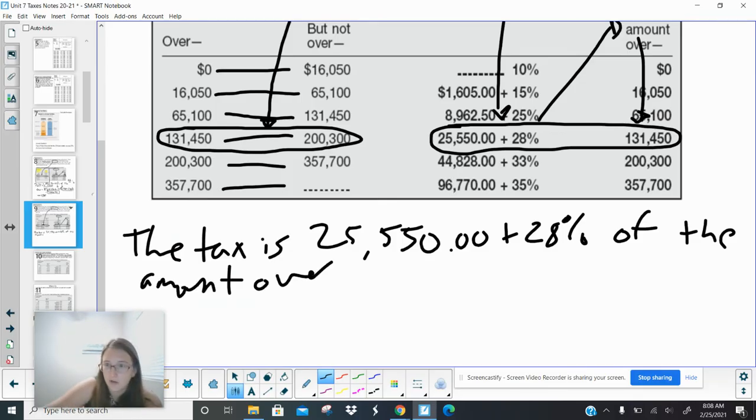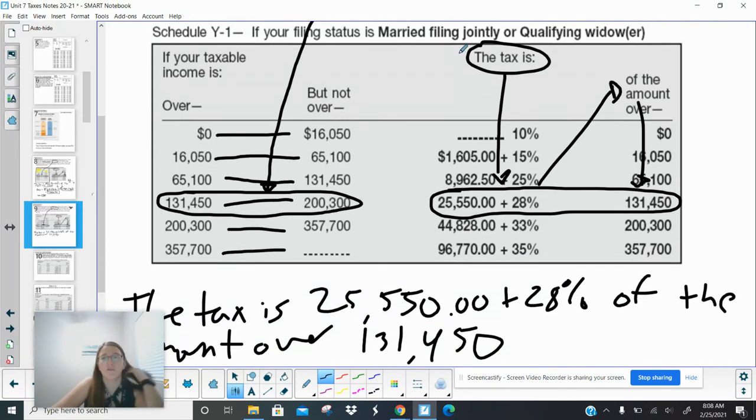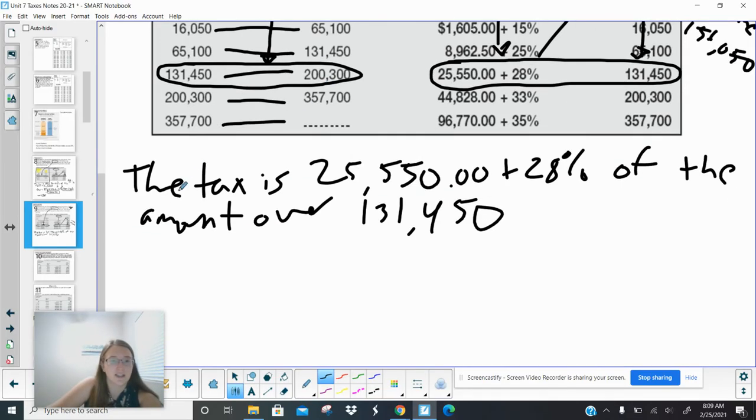And then I drop down to here, 131,450. Okay, so keep in mind that their income is 156,050. So I'm going to write that to the side here just so we have it. Income: 156,050. So let's start off by translating this into an equation.